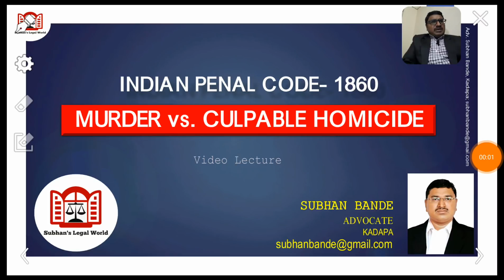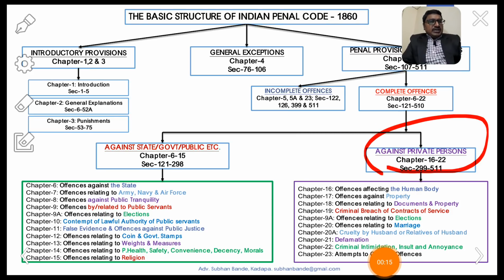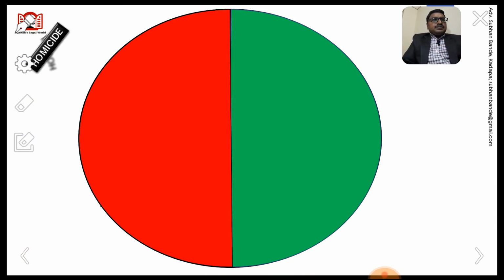Hello friends, as part of my video lecture series, today I would like to differentiate murder and culpable homicide. Murder and culpable homicide come under the offences against the private persons, especially under Chapter 16, which describes the offences affecting human body. In the present video, we are going to discuss the key differences between murder and culpable homicide.